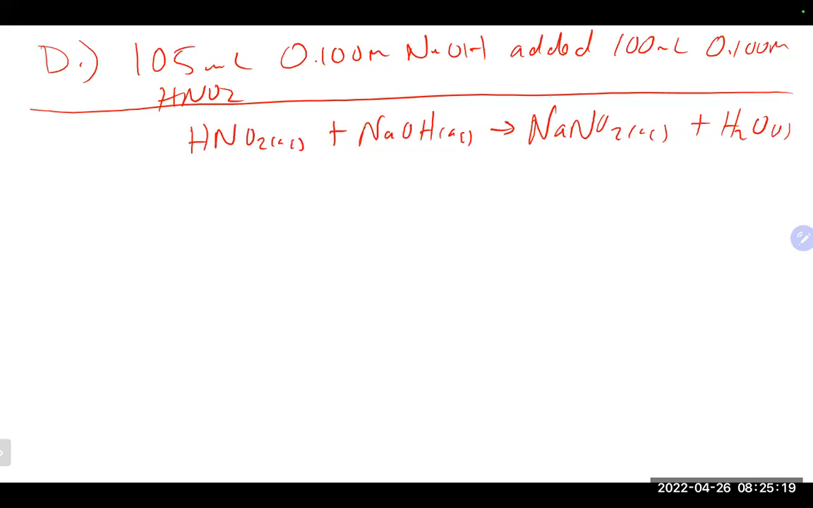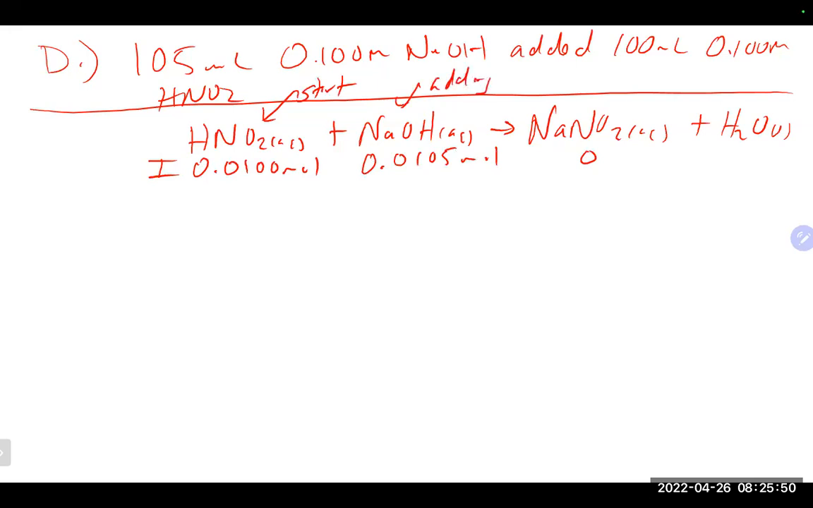Now, in this case, obviously we need moles. So initially here, we should start with the same number of moles we had on the other one. So that's 0.1 times 0.1 gets us 0.01 moles. Our sodium hydroxide, 0.105 times 0.1 gives us 0.0105 moles and 0 here. Once again, this is what we are starting with. This is what we're adding.